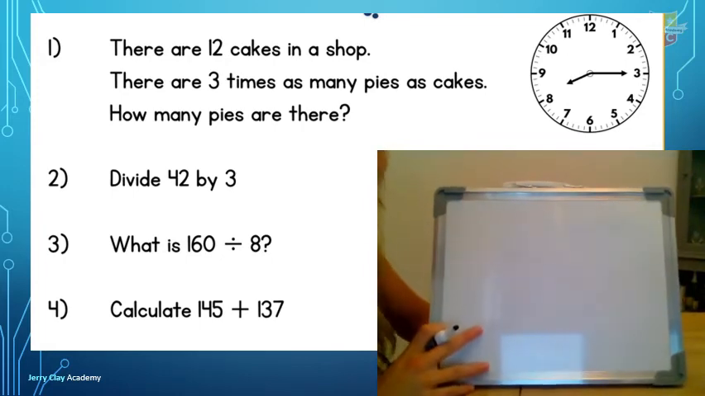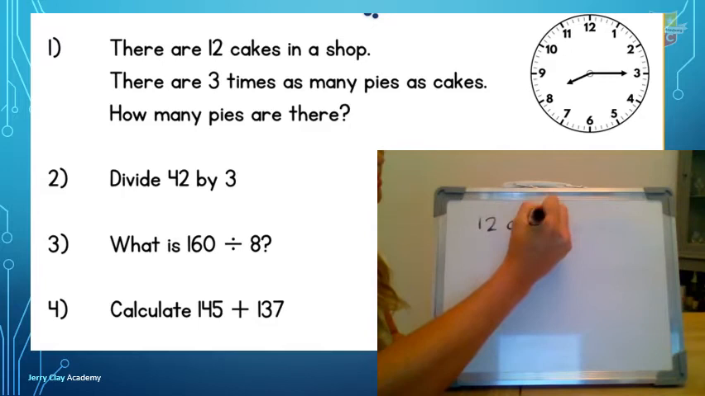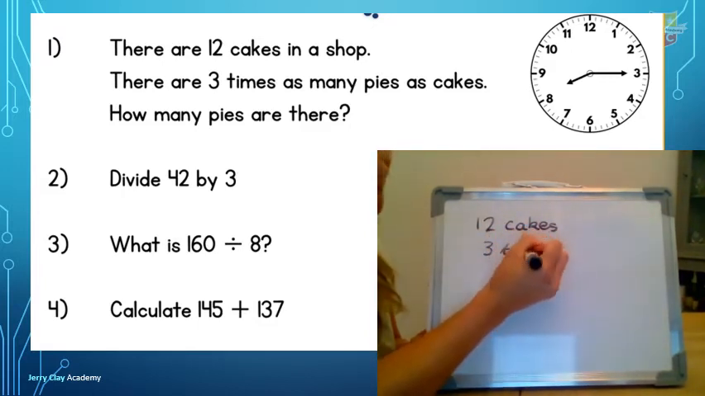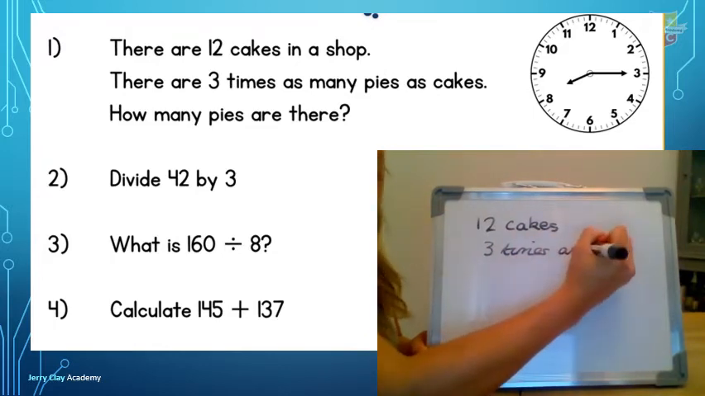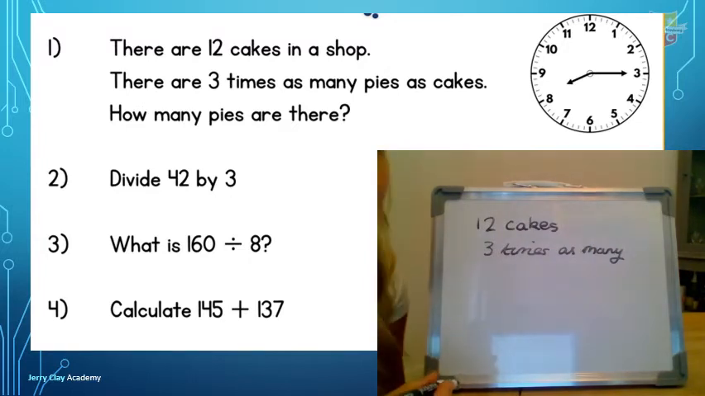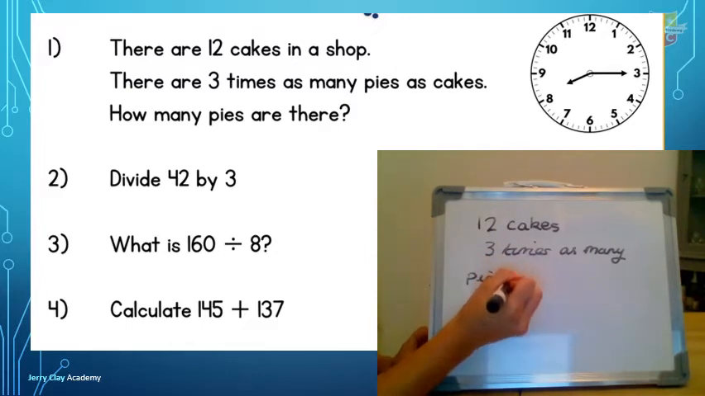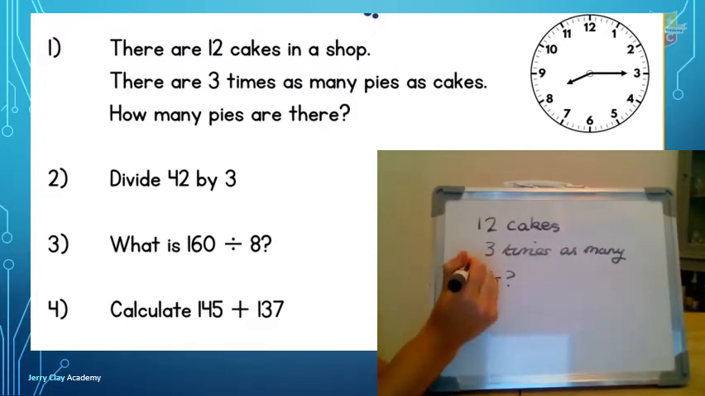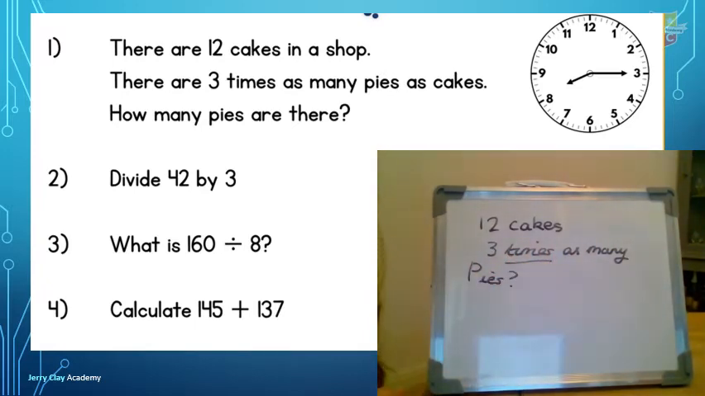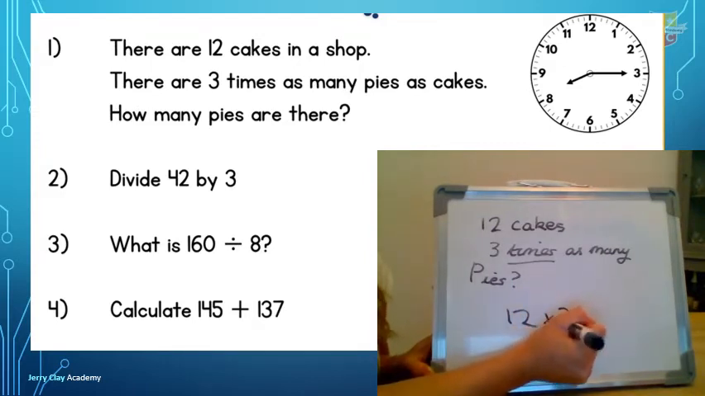Okay, let's have a look at number 1 then. There are 12 cakes in a shop, so I'm going to write down my keywords, 12 cakes. Then there are 3 times as many pies as cakes. How many pies? So we want to know how many pies. We know that there are 12 cakes. We know there's 3 times, so there's our clue, times as many. So we want to do 12 times by 3.